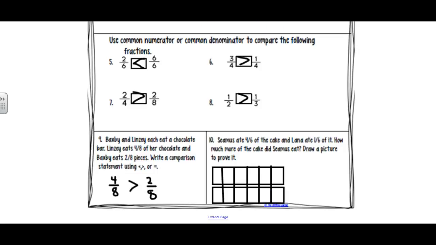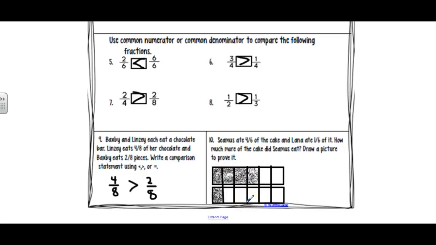We're going to shade 4/6 for one of them, for what Seamus ate, and then we're going to shade 1/6 for what Lena ate. Okay, so we both know that they ate one part that was exactly the same because these parts are shaded. But how many more parts are shaded for Seamus than for Lena? Because that's going to tell us the answer of how much more did Seamus eat than Lena ate. So we both know that they did eat one piece that was the same, but over here there are 3 other parts that are shaded that Seamus ate that Lena did not.